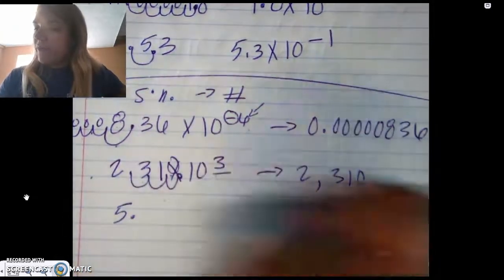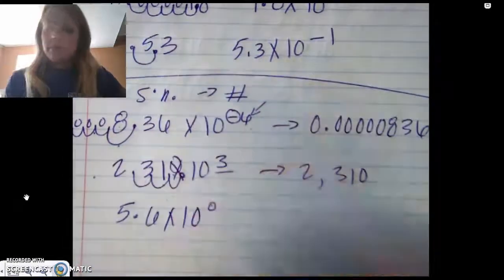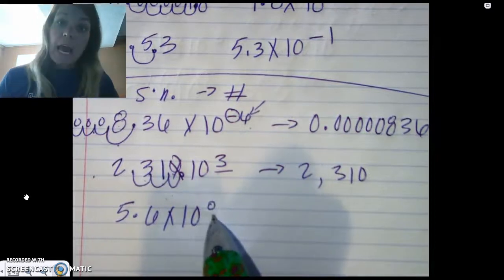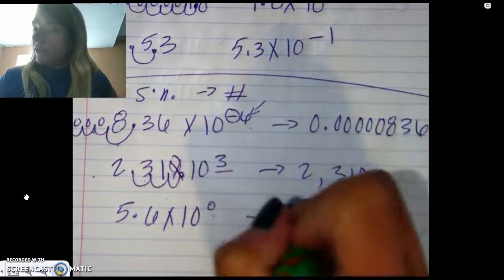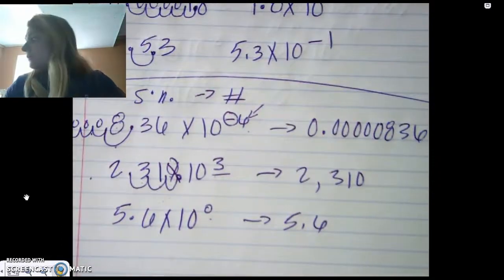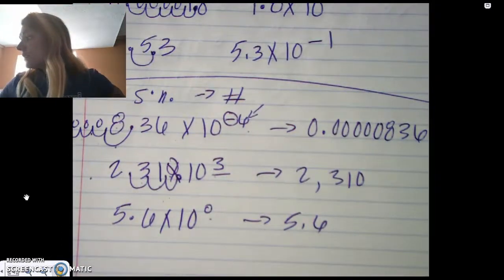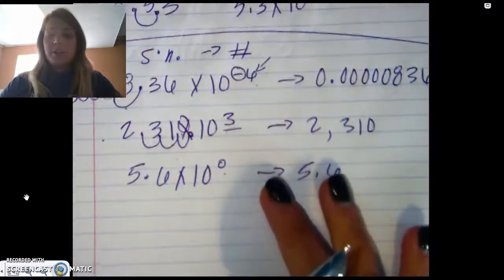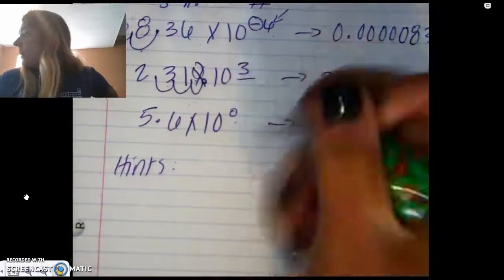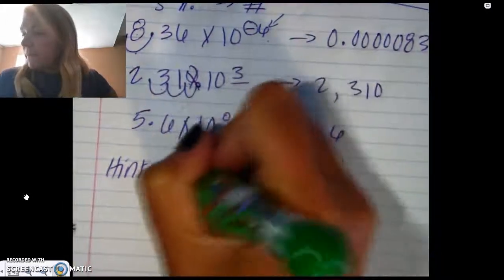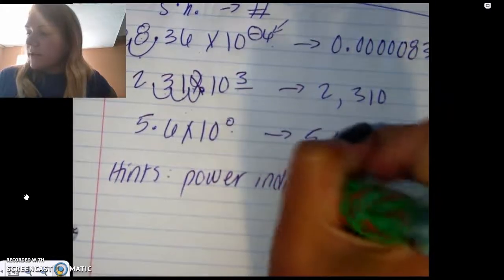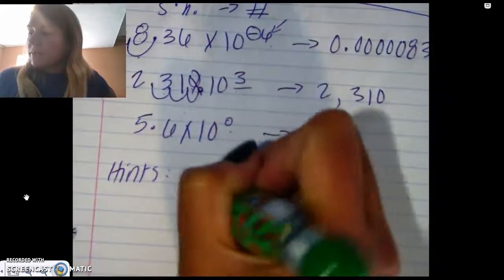What if I had 5.6 times 10 to the 0? What would that be? Well, I have a 0 exponent, which indicates that I'm not swooping at all. Therefore, my number would just be 5.6. Okay, so let's kind of draw some hints here. Some things that I said that aren't in your notes. So let's say the power indicates places decimal is moved.